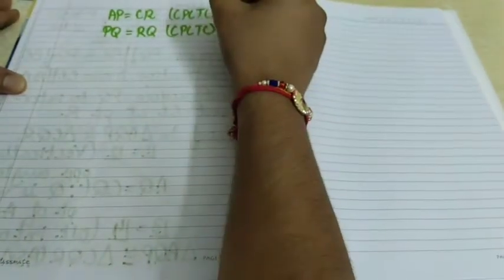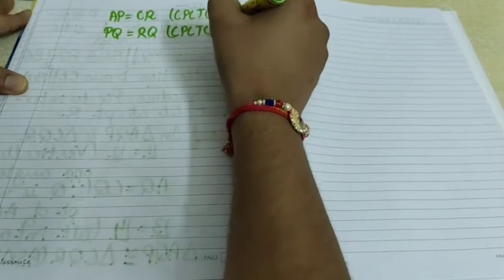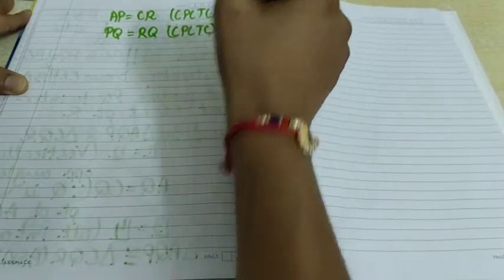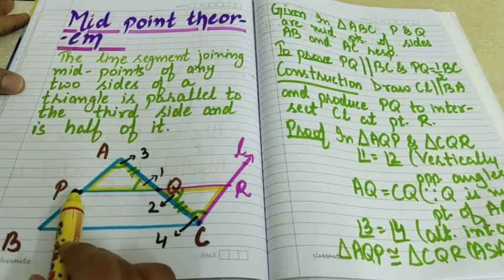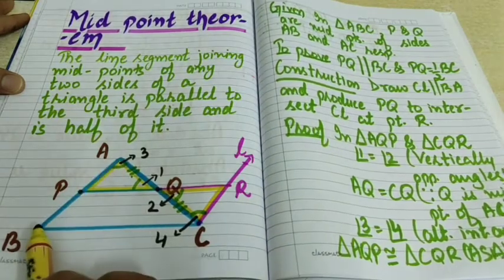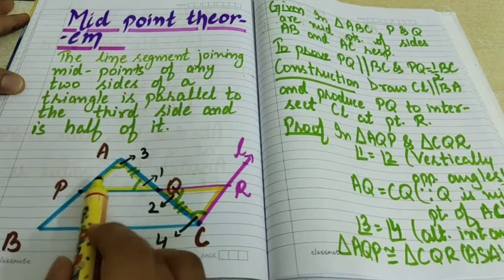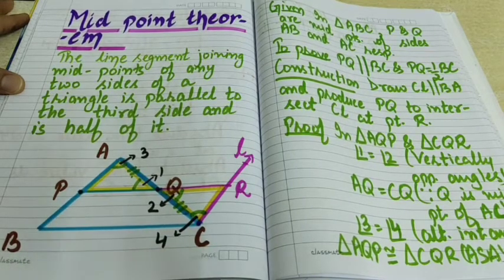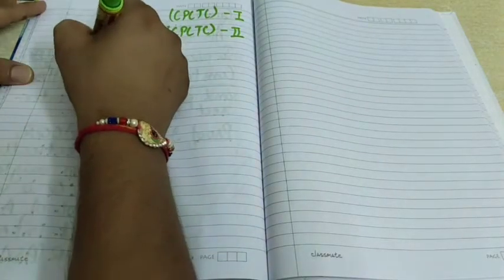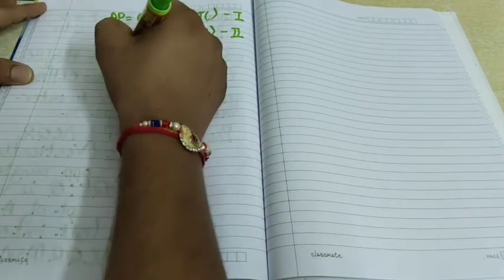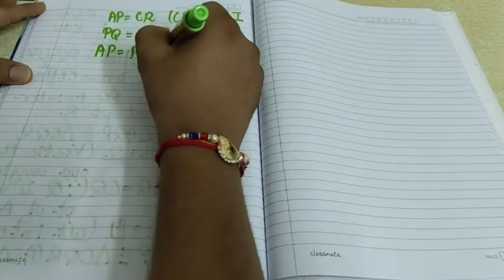Let this be 1 and this be 2 respectively. Also it is given that P is the midpoint of AB. So we can say that AP is equal to PB. So here we mention the same, that AP is equal to PB. Let this be number 3.